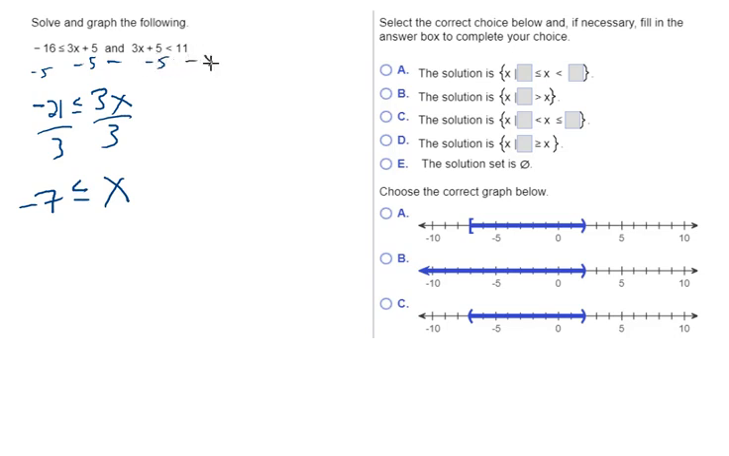We'll do the same thing here, subtract 5 from both sides. Hope I didn't say that the first time. And so we'll get 3x is less than 6, and then we'll divide by 3. We get x is less than 2.